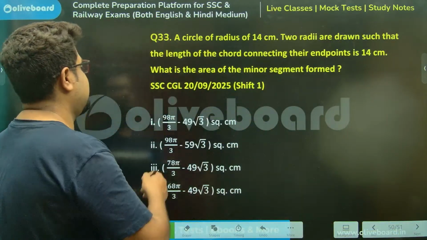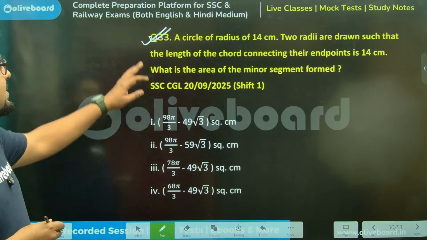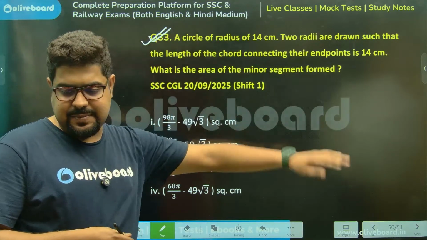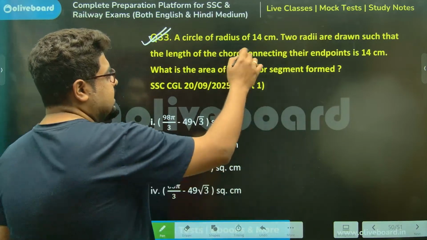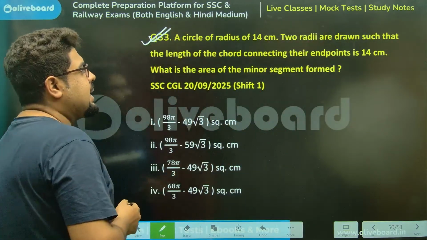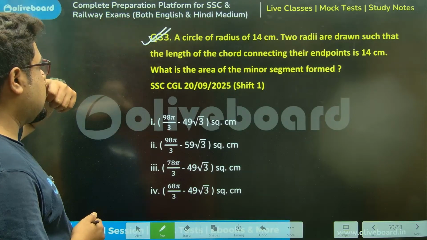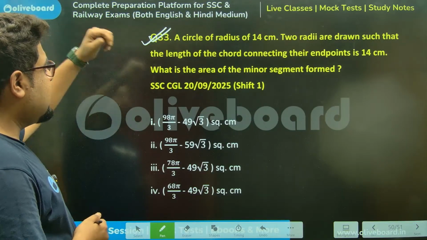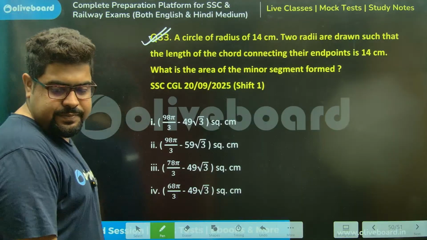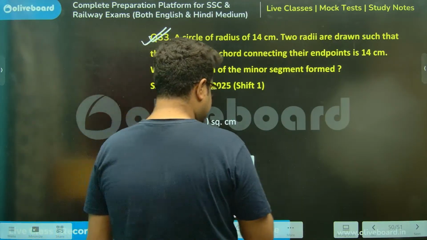One more. Sir, a circle of radius is this. Two radii are drawn such that the length of the chord connecting their endpoints is 14 centimeter. What is the area of the minor segment formed? Good question. Very good question. Chalo, let's make the diagram.